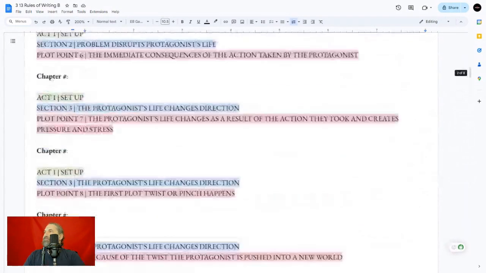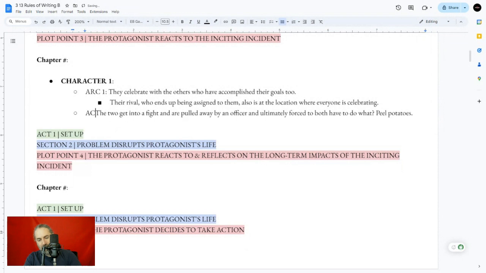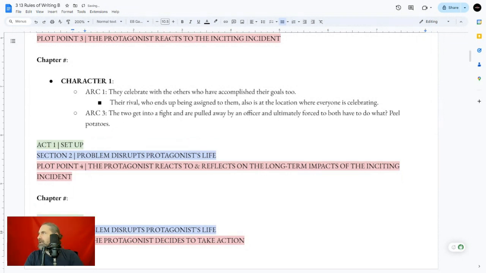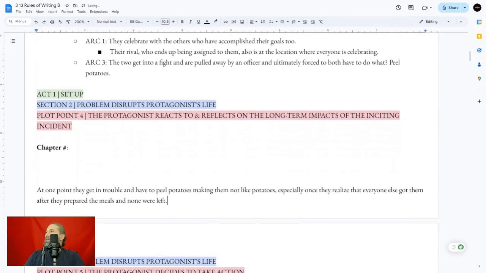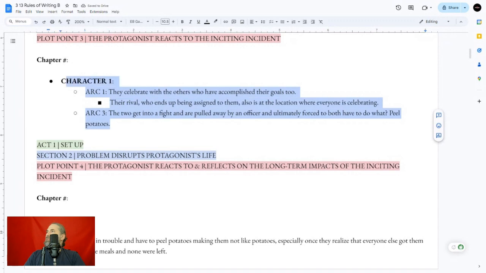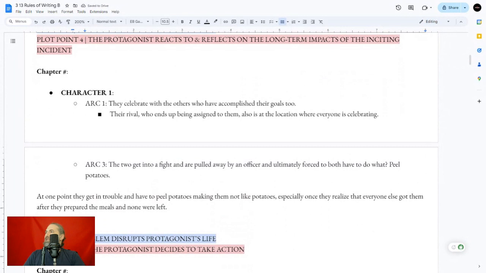So let's go back up. All right, since that was the immediate inciting incident, by the way, I could do this. I could go Arc three. Okay. Now watch this. Now, this is going to be where they reflect, right? Let's just do this to make it easy. First things first, because I like to keep things in order, Act Two.